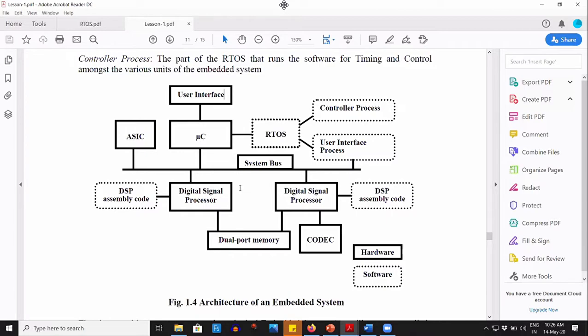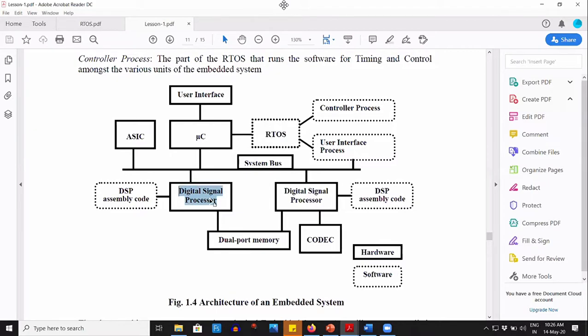Then digital signal processor. See, digital signal processor. This is very important because any signal needs to be encoded in digital form. It won't take some kind of an analog form. So that's why we need some of these processors to deal with this signal processing.